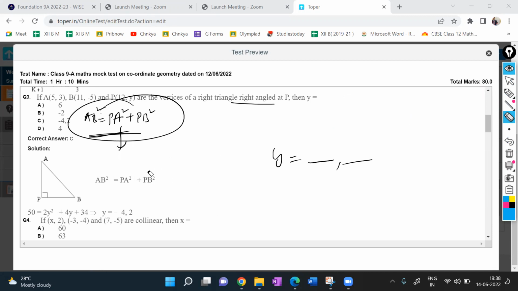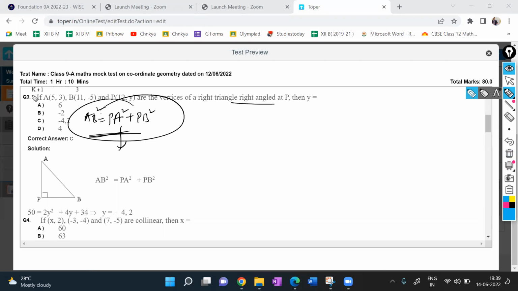C square is equal to A square plus B square. Pythagoras theorem.